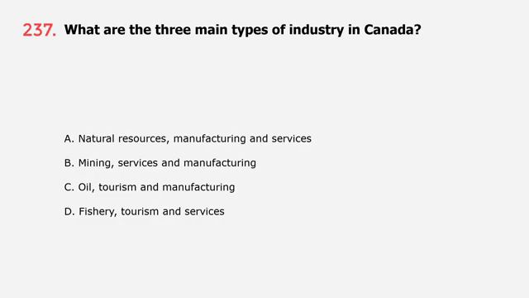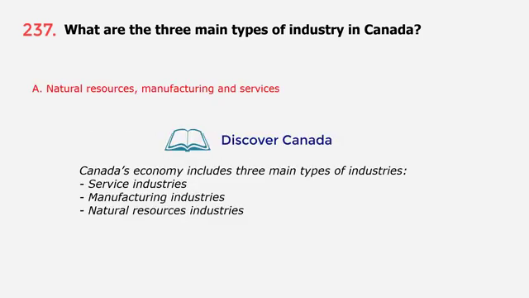Question 237. What are the three main types of industry in Canada? A. Natural resources, manufacturing, and services. B. Mining, services, and manufacturing. C. Oil, tourism, and manufacturing. D. Fishery, tourism, and services. The answer is A. Natural resources, manufacturing, and services.